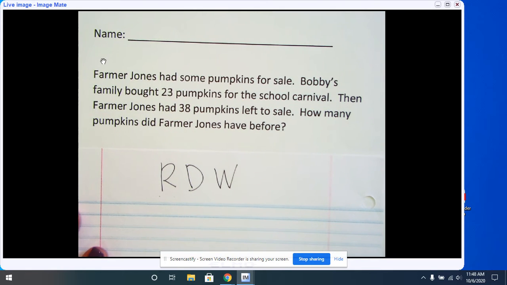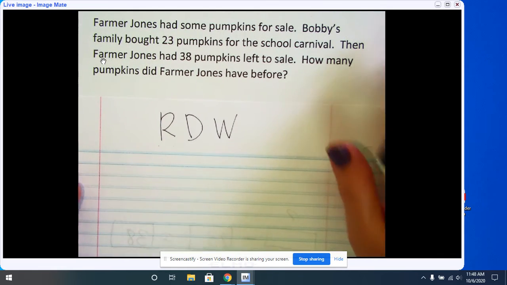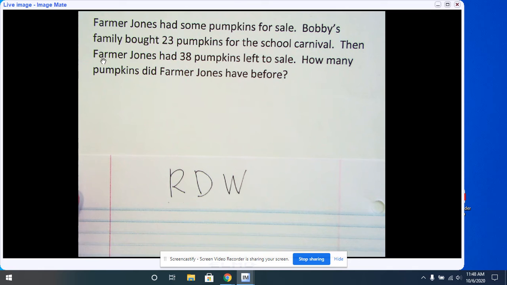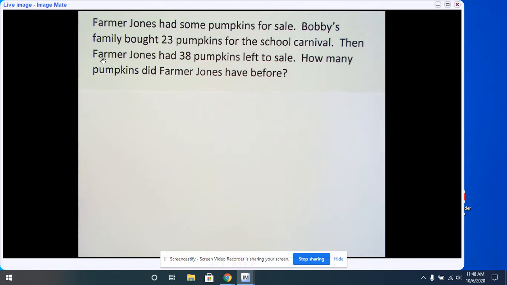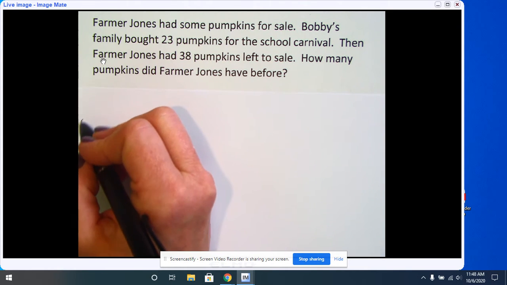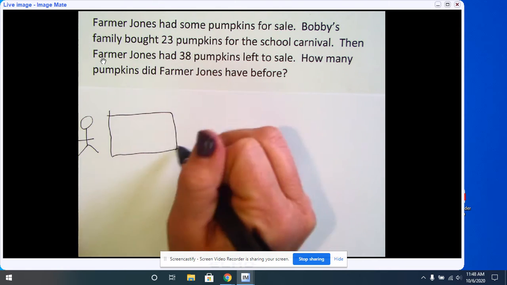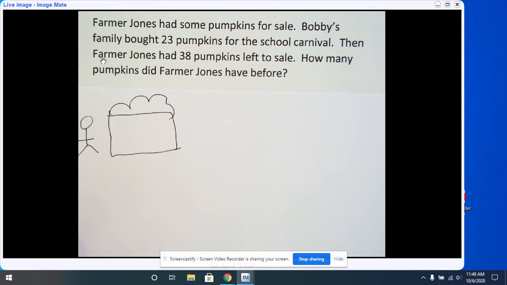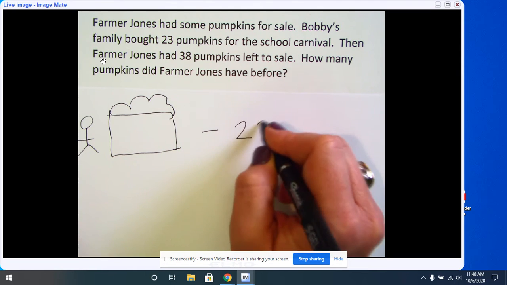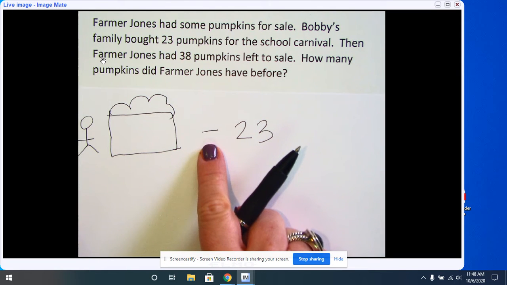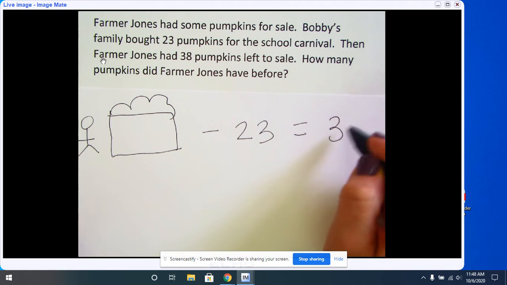Okay, so I read it twice, once with you and once in my brain by myself, and then I'm going to draw out a way to solve this, okay? So I imagine that Farmer Brown was over here and he had a truck full of pumpkins, okay? Or, excuse me, Farmer Jones. Okay, then Bobby's family bought 23. So they took 23 after they paid for them. And then Farmer Jones is left with 38.